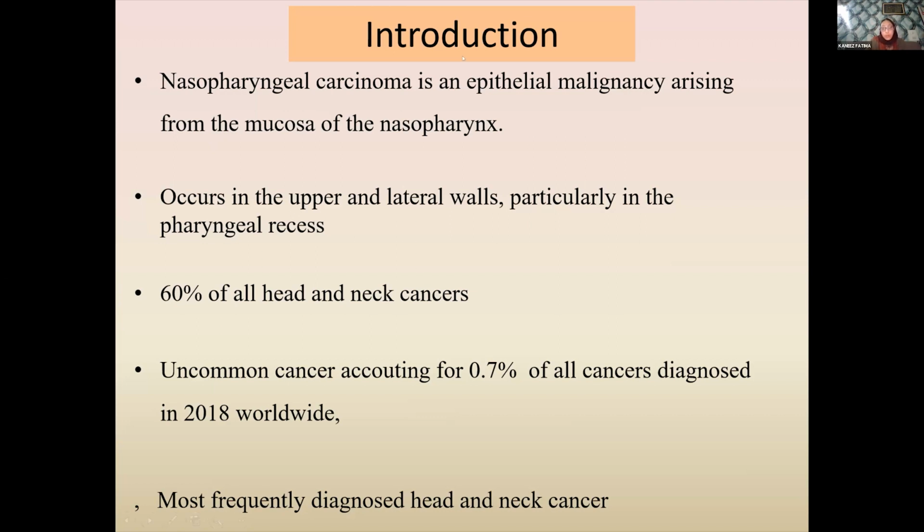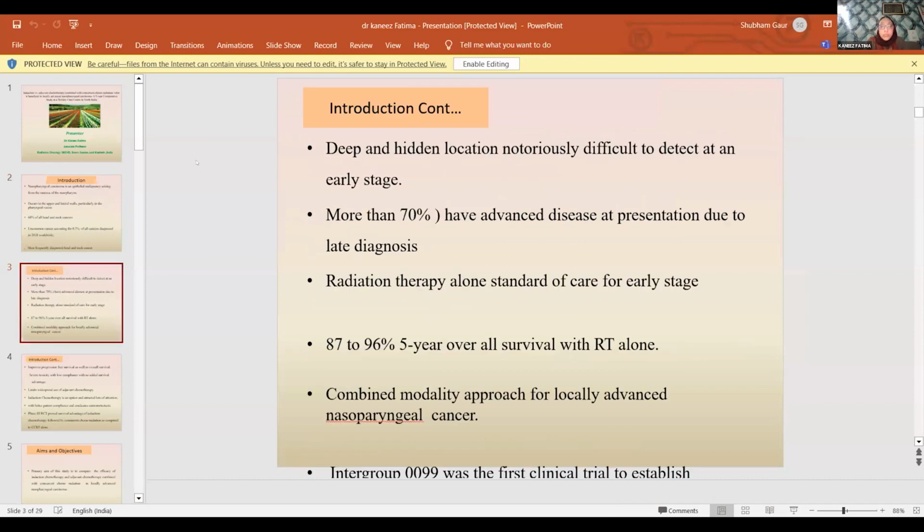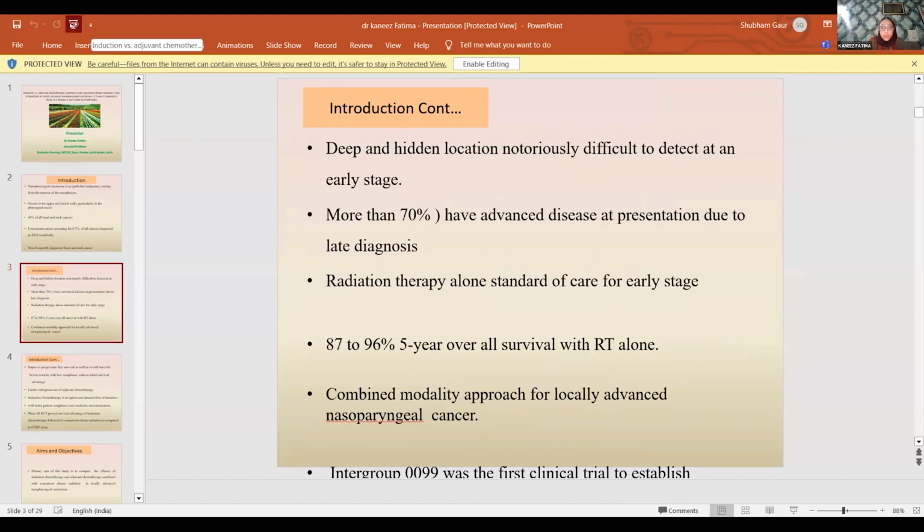The incidence is very high in Southeastern Asia, Southern China, and Northern Africa. Coming to the incidence in our part of the world, it's very, very less as compared to other parts of the world. As per our population-based cancer registry, the incidence was 0.82 in males and 0.24 in females in 2020. Nasopharyngeal cancers are very notorious. They cannot be detected at an early stage because of their deep and hidden location. That is why more than 70% of the patients have advanced disease at presentation.